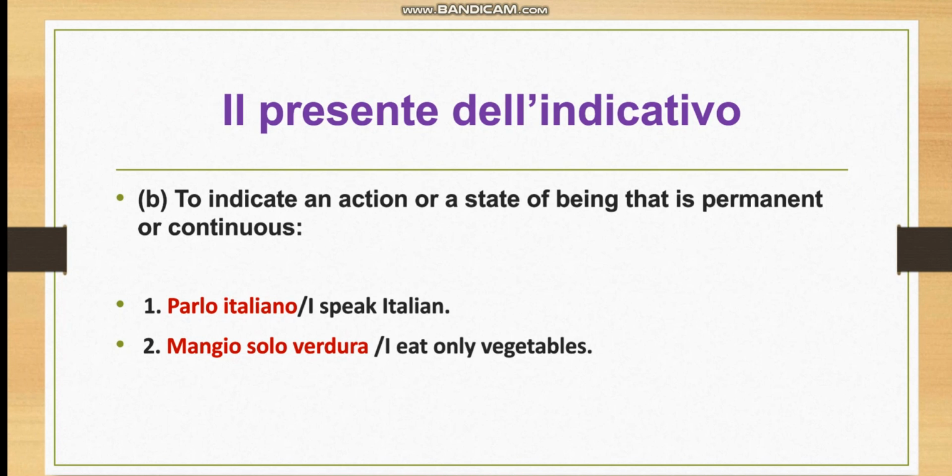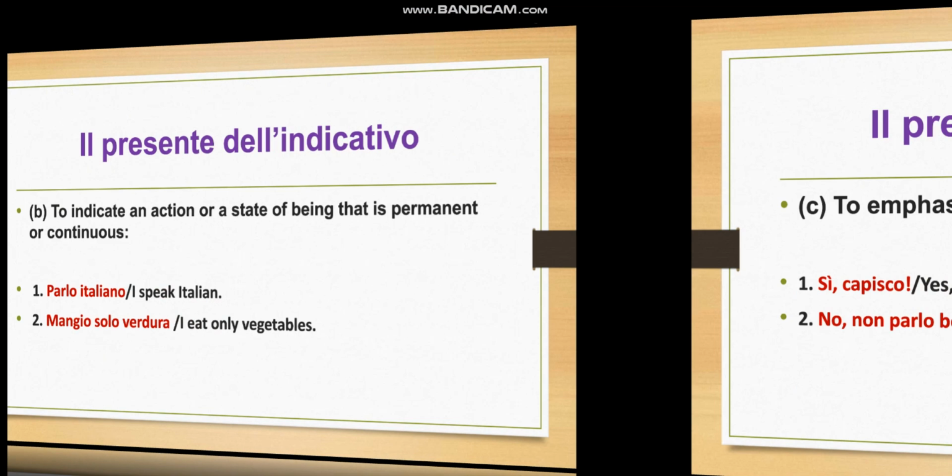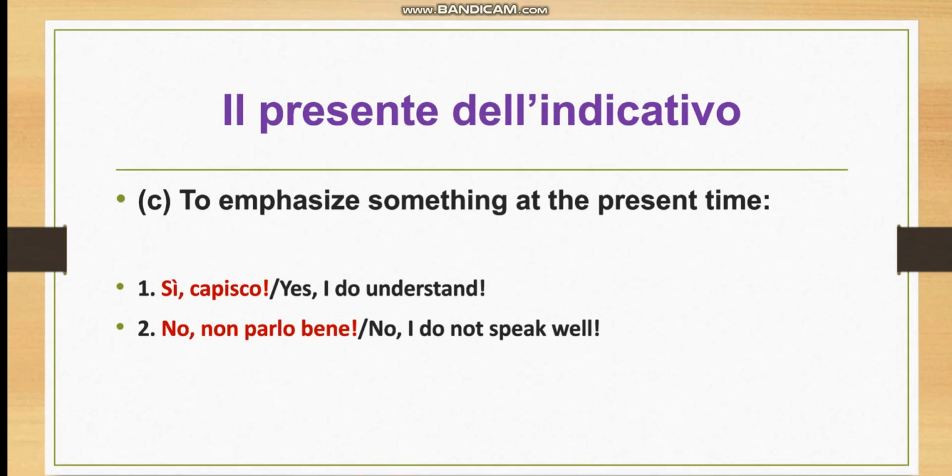Also to indicate an action or state of being that is permanent or continuous. For example, parlo italiano. I speak Italian. Mangio solo la verdura. I eat only vegetables. Also to emphasize something at the present time. Sì, capisco. Yes, I do understand. Here I am at the present time, so I will use present simple tense in Italian. Sì, capisco. Or no, non parlo bene. No, I do not speak well.